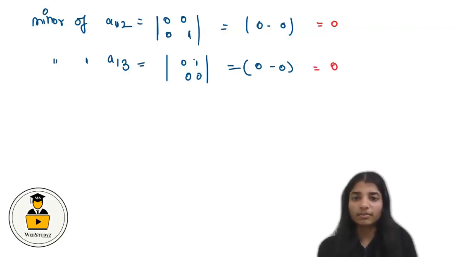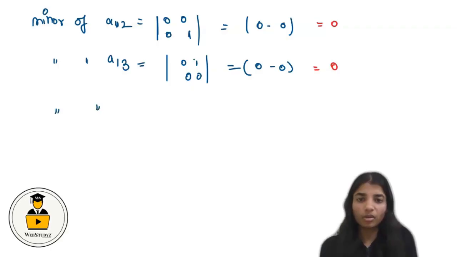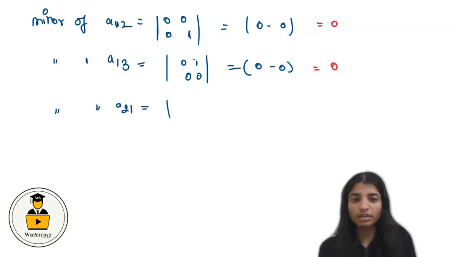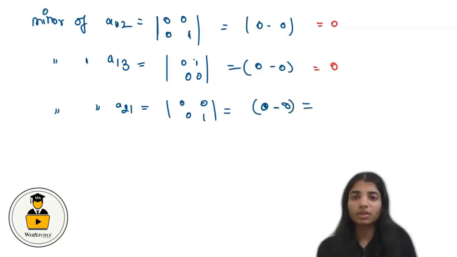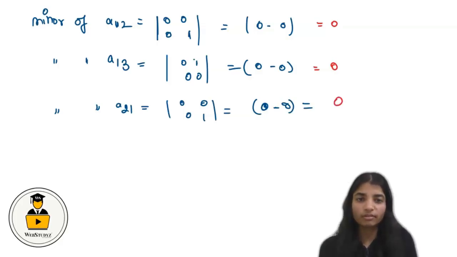Now in the same way, we are going to find the minor of A21, cancelling the row and column in which the element A21 lies, and apart from that, write the rest of the elements in the form of a matrix. So this matrix becomes 0 0 0 1. Now find its determinant: 0 multiplied by 1 is 0, minus 0 multiplied by 0 is 0. So we can say that the minor of A21 is also equal to 0.